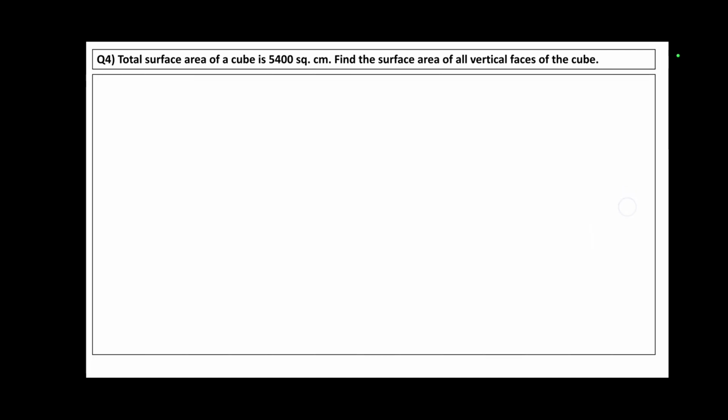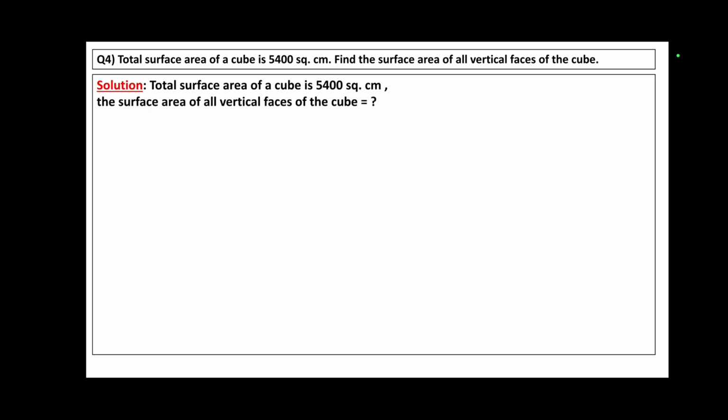The next one is given. Question number 4. Total surface area of a cube is 5400 square centimeter. So here total surface area of a cube is given. We have to find the surface area of vertical faces. With the help of total surface area, we will get the value of length. That length we can use in the surface area of vertical faces. So the total surface area of a cube formula is what? 6L square. So we have 5400 equals 6L square.